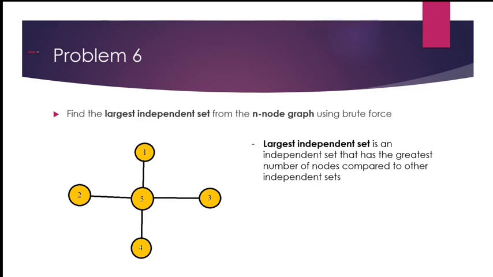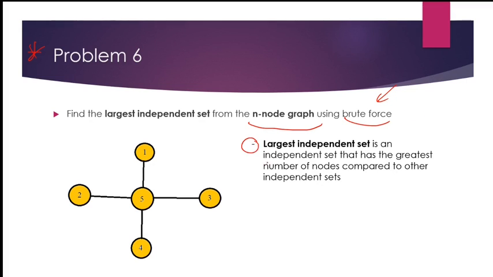So now let's move to problem 6, which is harder than problems 4 and 5. In this problem, you have to find the largest independent set from the n-node graph using brute force. And in real life, there are some algorithms that help you find the largest independent set in a graph very quickly, but this time we're using a brute force approach in order to help you practice more runtime analysis. So what is the largest independent set?